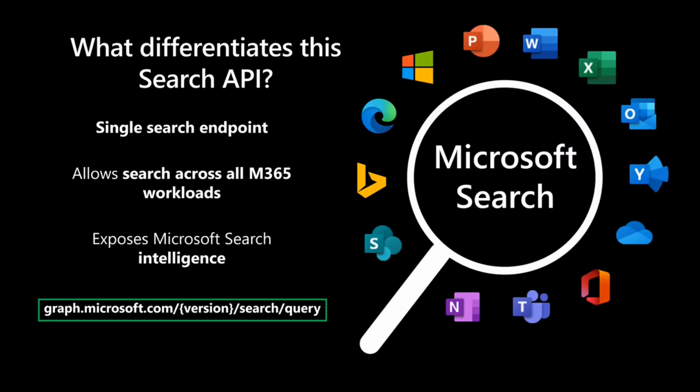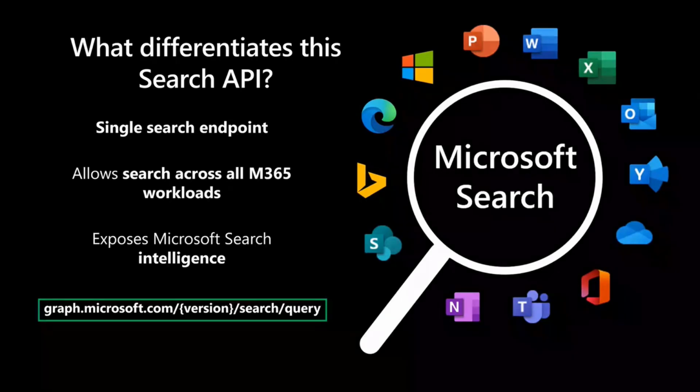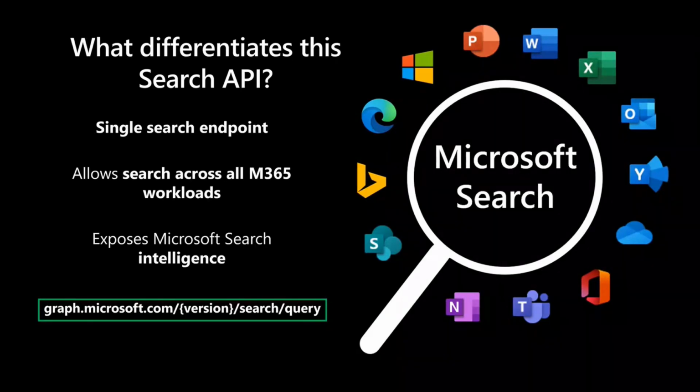And this endpoint is designed to be a centralized place for you to access data across as many of those campuses as possible. We also are working on exposing Microsoft Search Intelligence, and that's a really important part of what differentiates this API as well. So I see having this little green box here, what the endpoint looks like, and we'll dive into how to understand this endpoint and what the API structure is a little bit later.